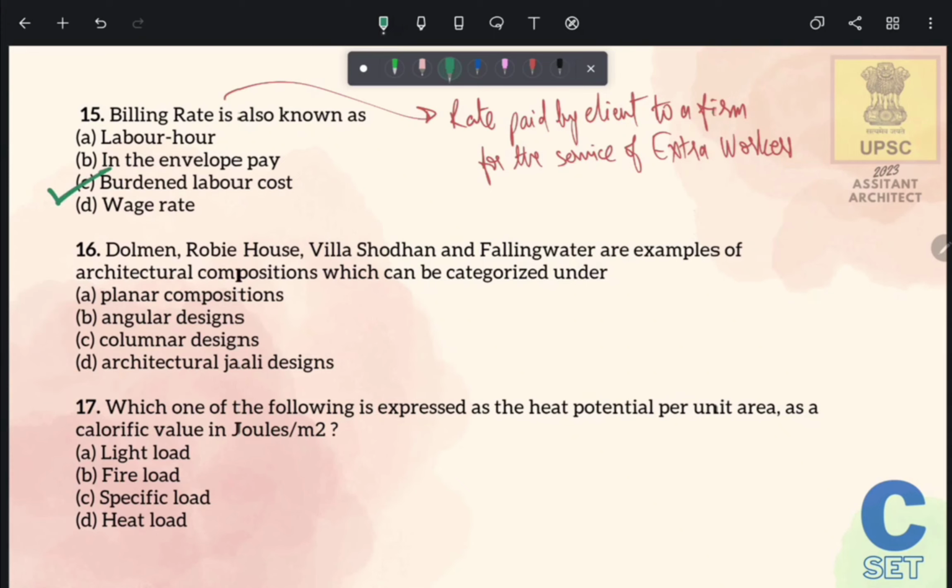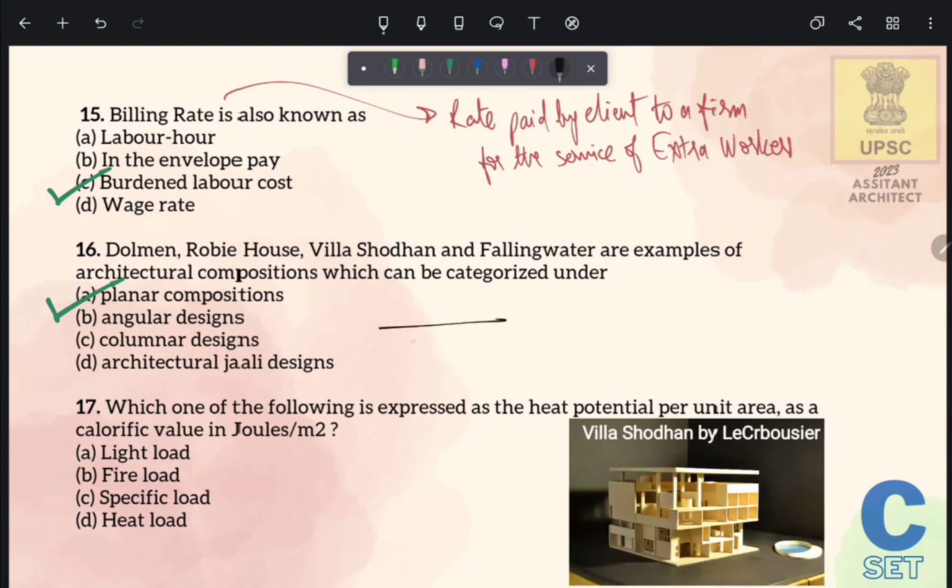Next question is: Dolmen, Robie House, Villa Sodan and Falling Water are examples of architectural composition which can be categorized under. So friends, the correct answer of this question is option number A, planar compositions. Planar composition of buildings generally has a very wide slab, roof or terrace in comparison to its height.